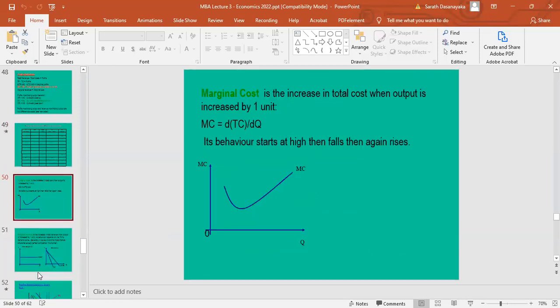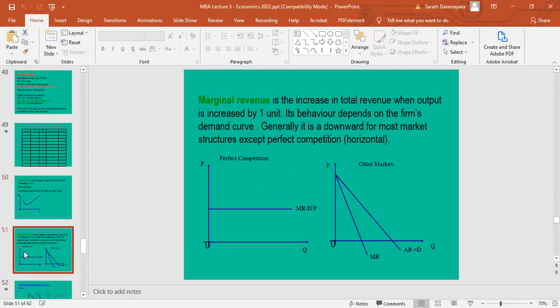Then we can further explain the marginal cost curve. Marginal cost is the increase in the total cost when output is increased by 1 unit. Its behavior starts high, then falls, and then again rises. We explain the reasons for that, and these things we are discussing again in the market structure lesson.